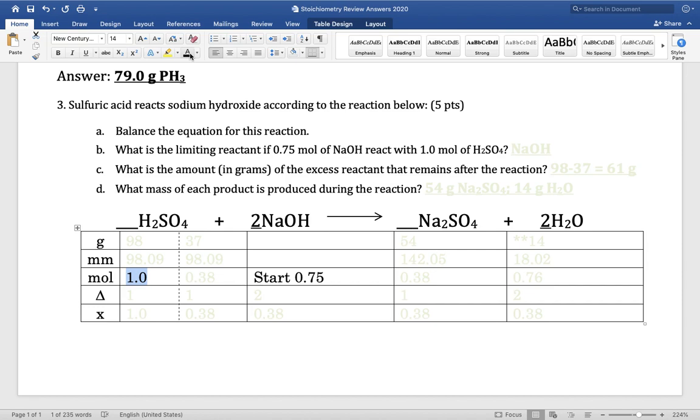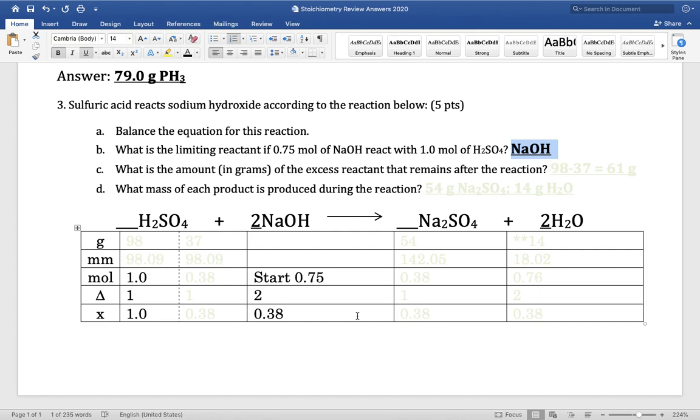So remember, how to find the limiting reactant is to go to the carryover line. So let's do that for each of these. 1 divided by 1, 1.0. 0.75 divided by 2 is 0.38. And right now I can answer what my limiting reactant is. It is the smaller number. So the smaller number is 0.38. That means my limiting reactant is sodium hydroxide, NaOH.